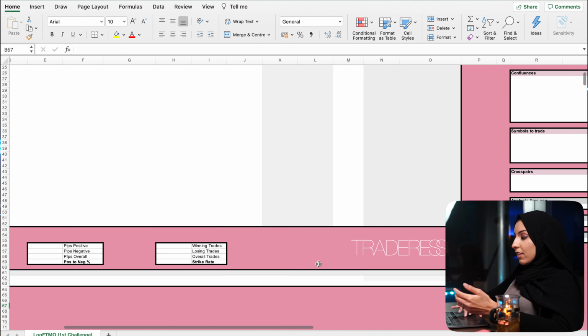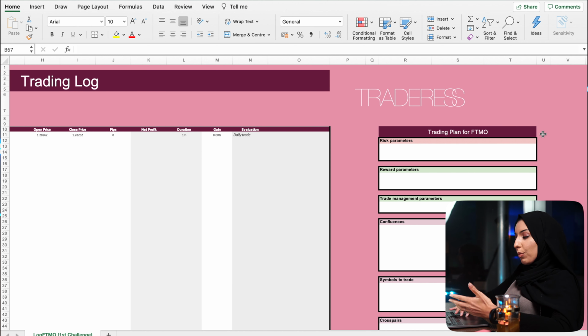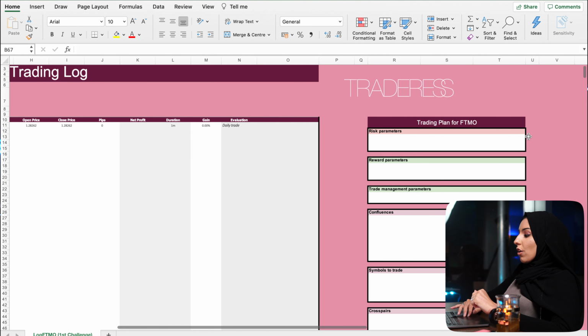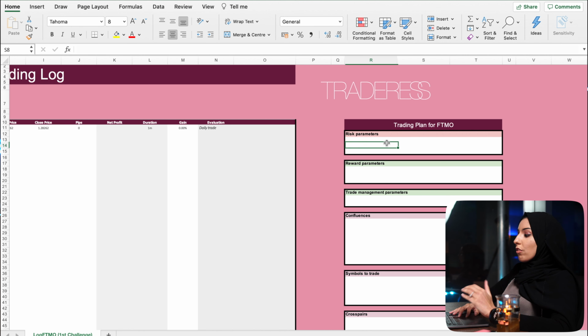The next section that you guys want to have a look at here is trading plan for your week or for FTMO. So over here, the first thing that I've got is risk parameters. So risk parameters are essentially how much do you want to risk per trade, percentage-wise, money-wise. You really want to highlight how much you're going to risk overall for the week as well, how much you want to risk per pips on a single trade or a specific type of trade.